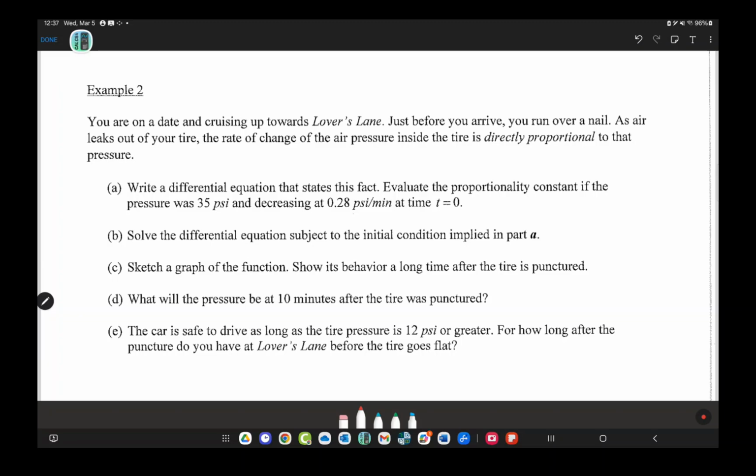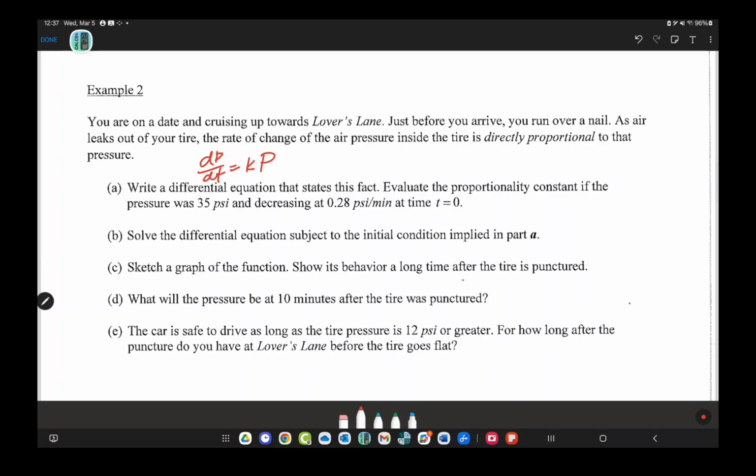You're on a date and cruising up towards Lover's Lane. Just before you arrive, you run over a nail and the air leaks out of your tire. The rate of change in pressure inside the tire is directly proportional to the pressure. So again, that means dP over dt is equal to kP. Anytime they say that, the rate of change of it is directly proportional to the amount of it. That's what we're using.